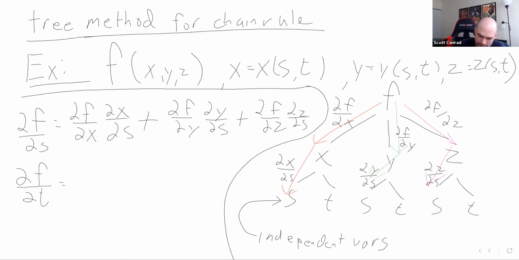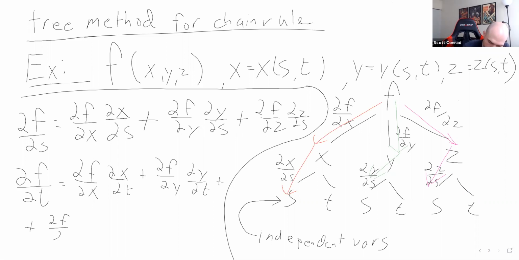So we can go f to x to t. So that's df dx. And then from x to t is dx dt. And then f to y to t, df dy, dy dt. And then from f to z to t, df dz times dz dt. And that's going to be the process for every single chain rule derivative we take.